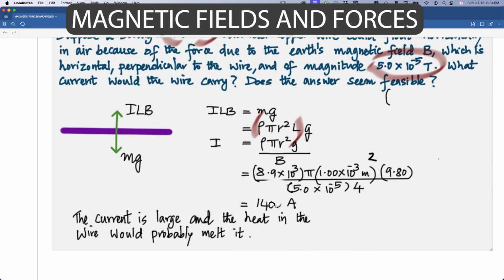It's 1,400 ampere. Now, that's not practical because such a large current would produce a lot of heat in the wire and would probably melt it. So it's not going to happen in life, but that's a hypothetical question, okay? By the by, the heat produced depends on the square of the current. So such a large current, you're going to get a lot of heat, and that's why it's probably going to melt.